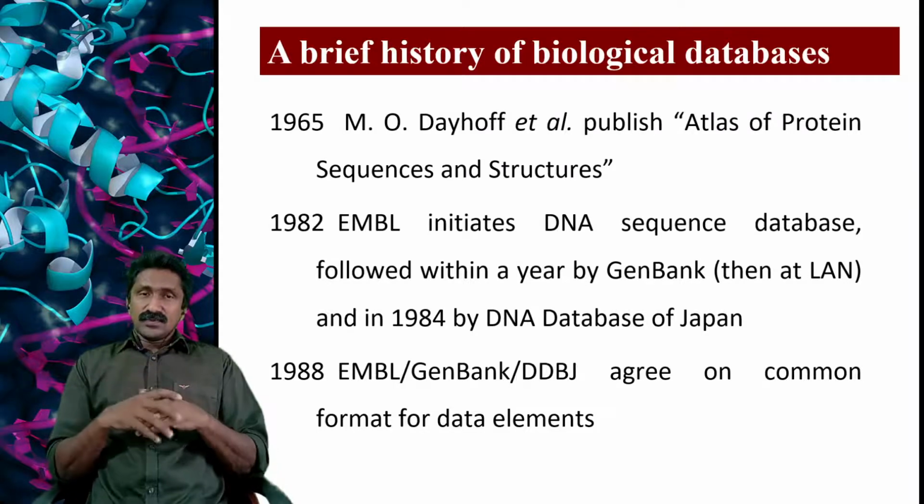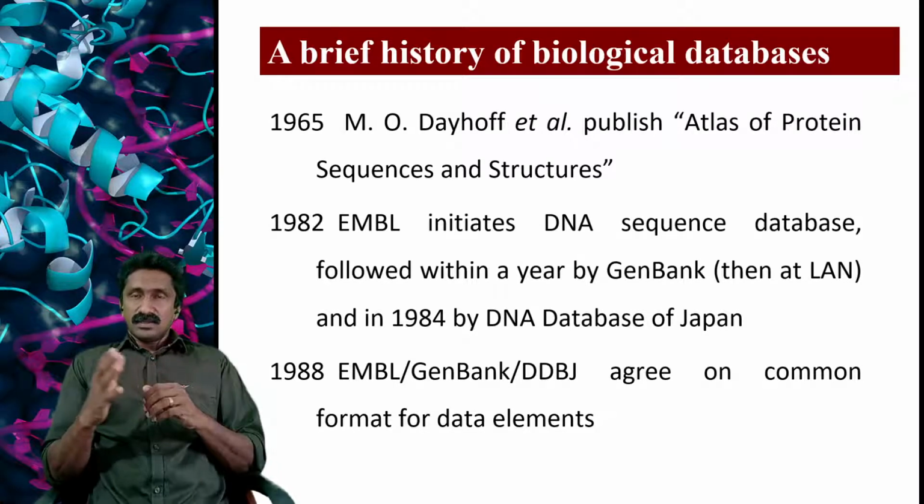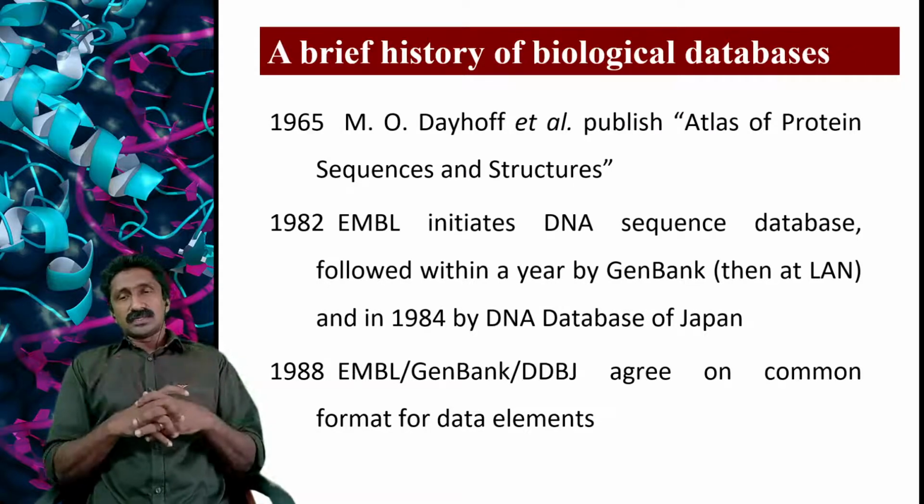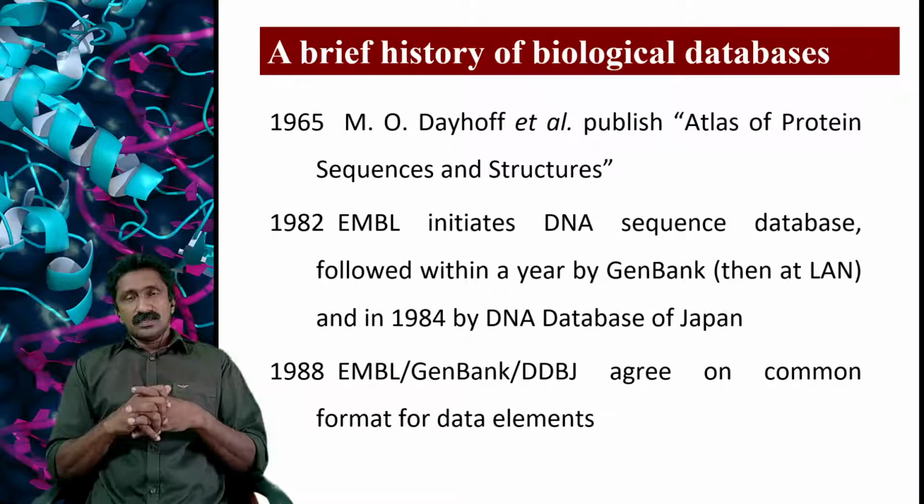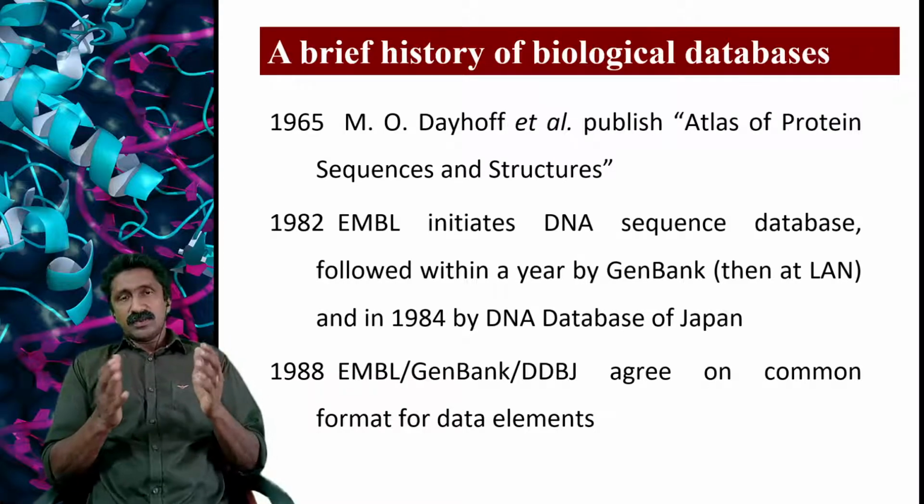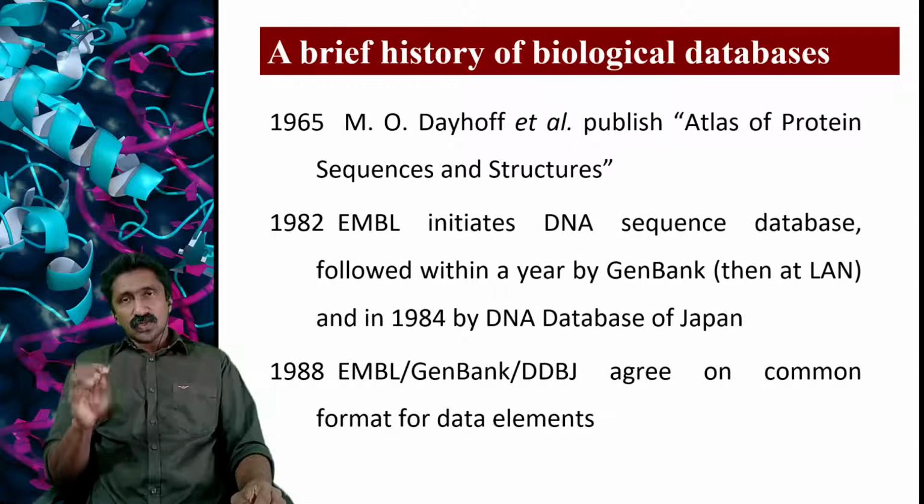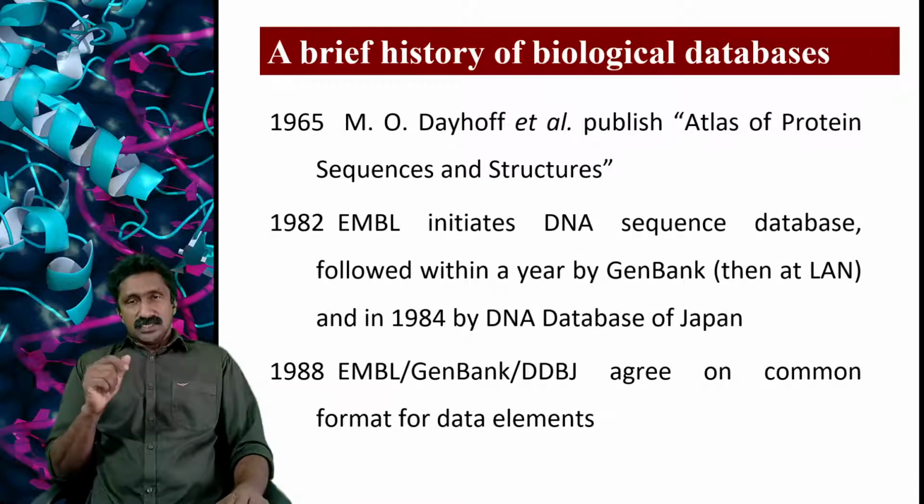And in 1984, just 1 year after, Japan created another database known as the DNA Data Bank of Japan, which is also a primary nucleotide sequence database. So within that period of 1982 to 83, 3 primary nucleotide databases to store the nucleotide sequences were created.